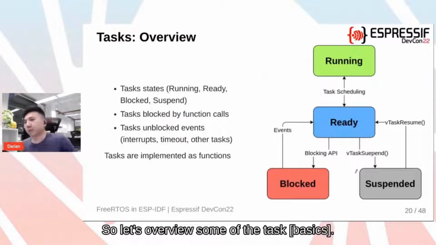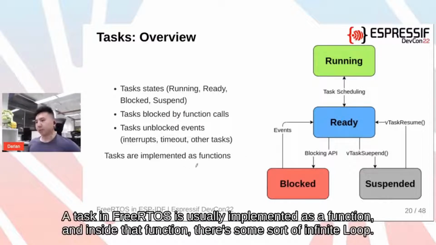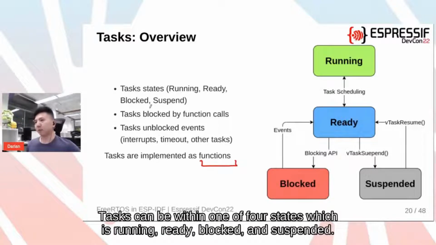So let's overview some of the tasks. A task in FreeRTOS is usually implemented as a function, and inside that function, there's some sort of infinite loop. A task can be in one of 4 states, which are running, ready, blocked, and suspended.